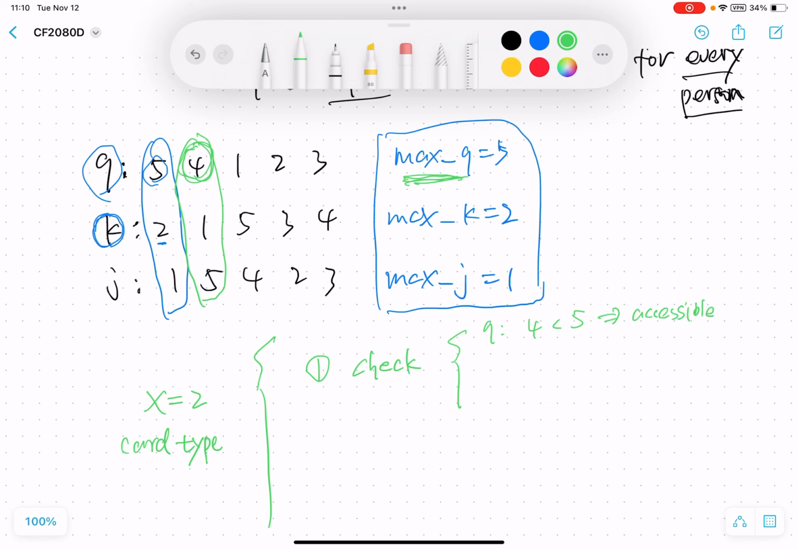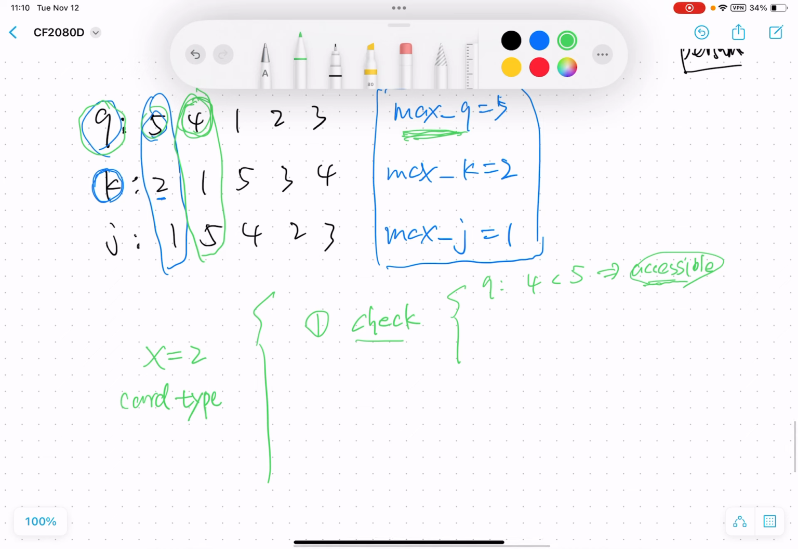It's accessible. That means we can get card 2. We can get card 2 from people Q. We can exchange it, use card 1. We can have a conclusion for the first step. That means this is accessible. After we know it is accessible, for second time, we need to update the max value.